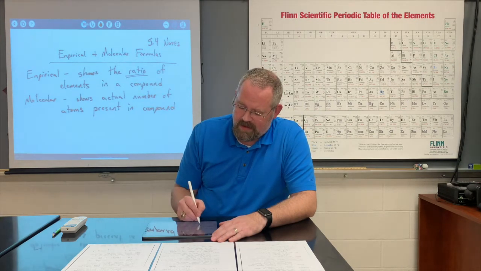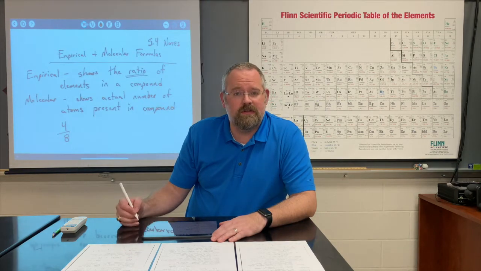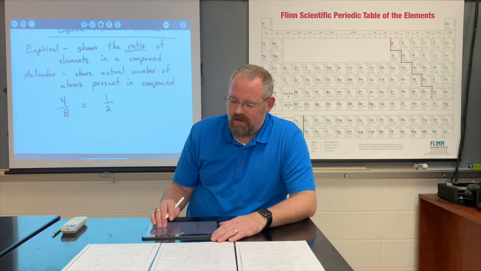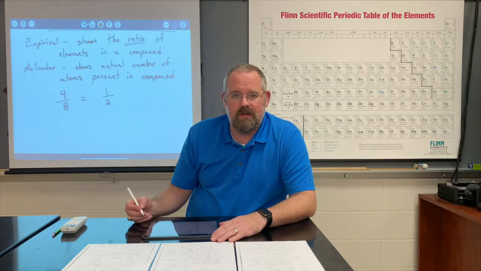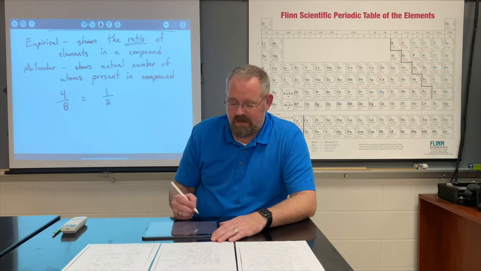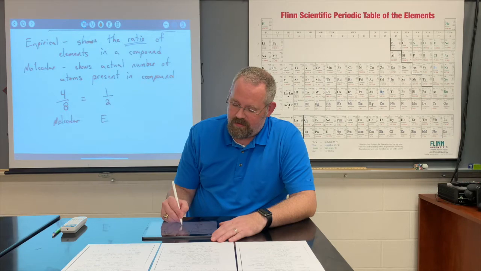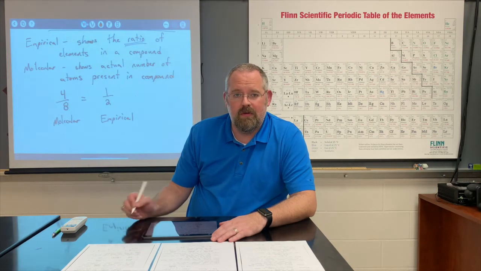Now, the simplest way to explain this is to refer back to math class. In math class, if you have an answer of 4/8, you're not going to turn that in. You're going to reduce it to 1/2. Well, both of these have the same ratios. Your actual answer will be your 4/8, but your empirical, your reduced form, would be your 1/2.